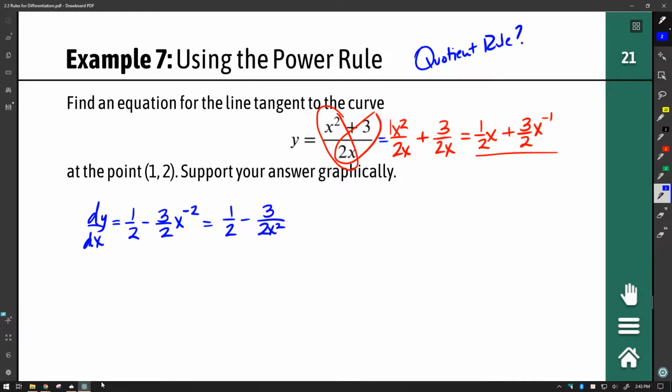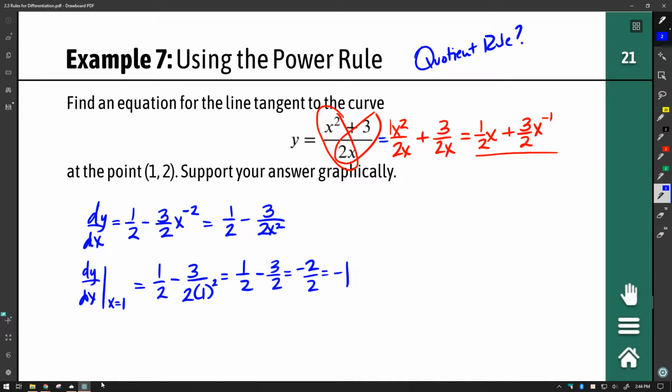All right, we are looking for the line tangent to the curve at the point (1, 2). So dy dx evaluated at x equals 1 is going to look like this: 1/2 minus 3 over 2 times 1 quantity squared. So this is 1/2 minus 3/2 for negative 2/2, which is negative 1, as the slope of the tangent line, which means then our tangent line is going to be an equation y equals the slope, negative 1, times x minus the x value of our point, plus the y value of our point.